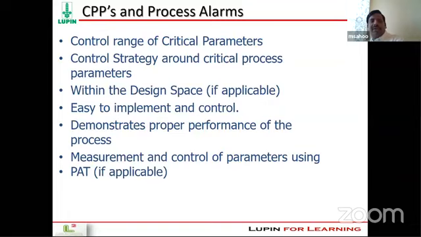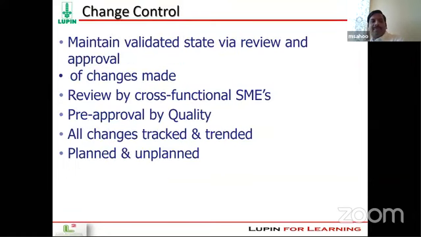So we have already talked about this: control range of critical parameters, control strategy, design space. All these parameters to control these data are part of this process validation process. So again, all changes are tracked and trended, planned and unplanned.